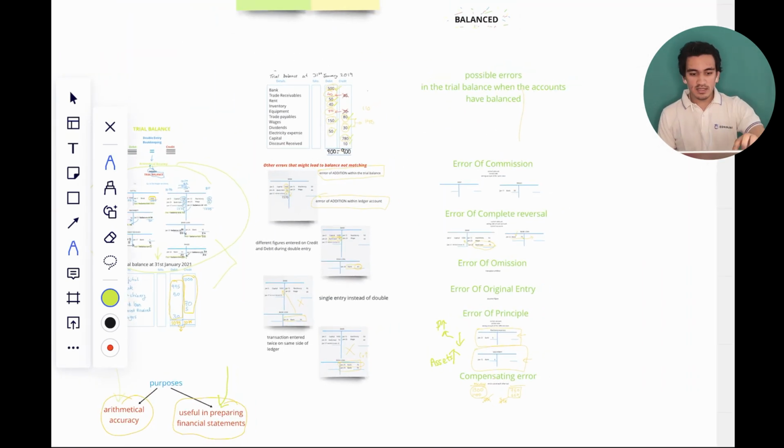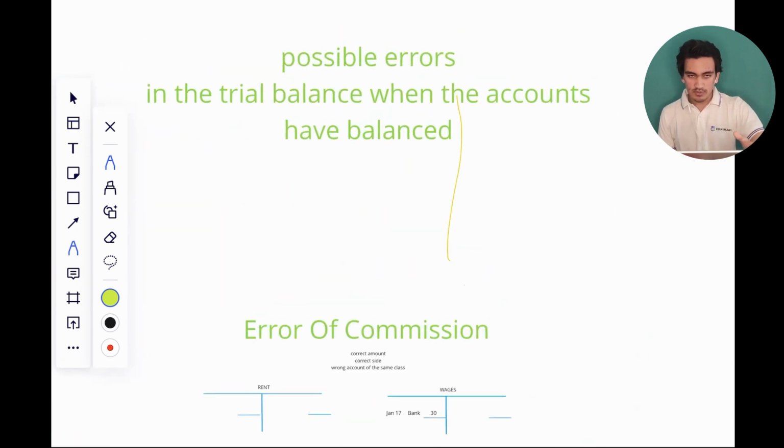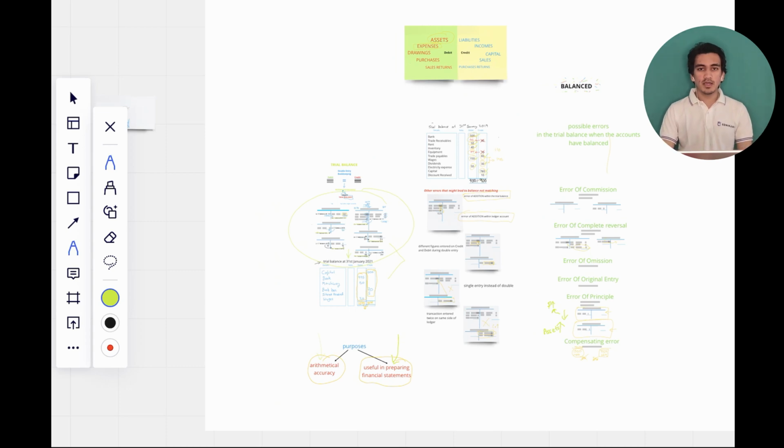Some affect the matching of a balance, and some don't. So avoiding all of these will lead to our bookkeeping being both arithmetically correct as well as correct in the amounts which we have added to the correct sides.